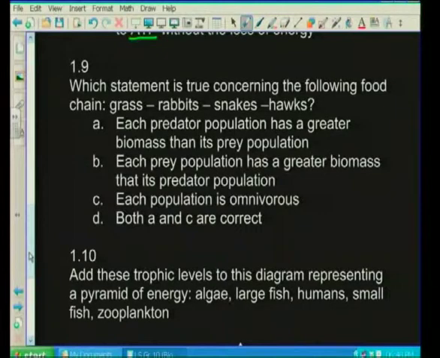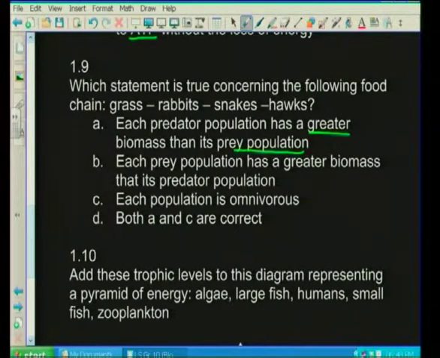Which statements or statement, remember it's always one. You can only choose one. Which statement is true concerning the following food chain? Grass, rabbits, snakes, hawks. Right. Each predator population has a greater biomass than its prey population. So that means that predator has a greater value of energy or biomass than a rabbit.